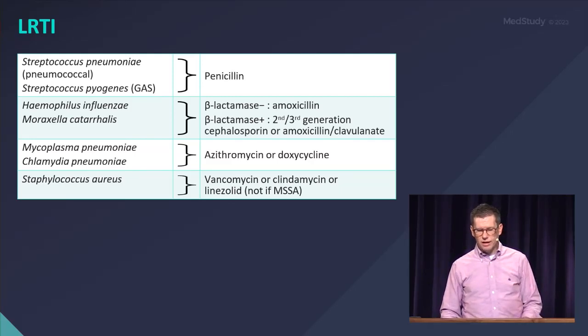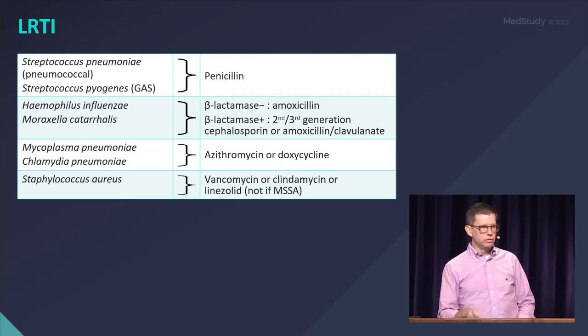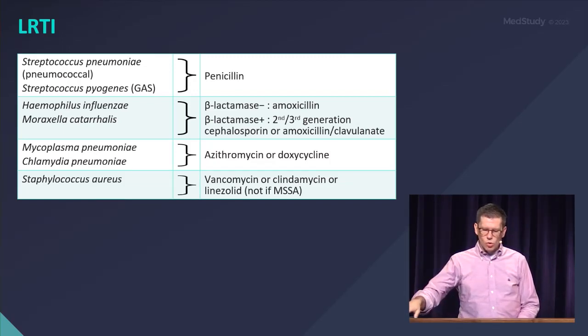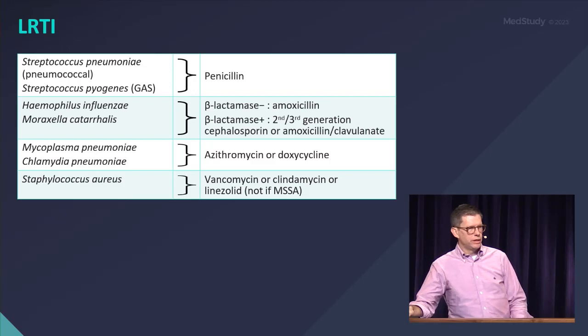H-flu and MCAT, if they're beta-lactamase negative, we could typically use amoxicillin. If they're beta-lactamase positive, we use amoxiclav, right? The clav is a beta-lactamase inhibitor, so it inhibits the beta-lactamase being produced by the gram-negative, or we can use second or third generation cephalosporin. The atypicals are Mycoplasma and Chlamydia pneumoniae. We will use azithro or doxy. And then Staph aureus, we'll use Vanc or Clenda or linezolid, depending on the clinical situation.